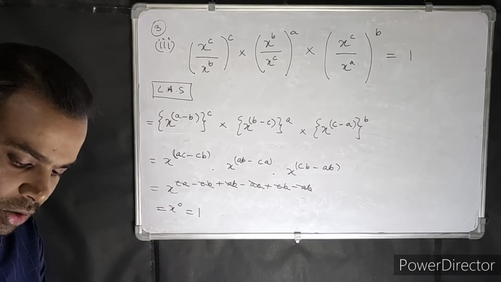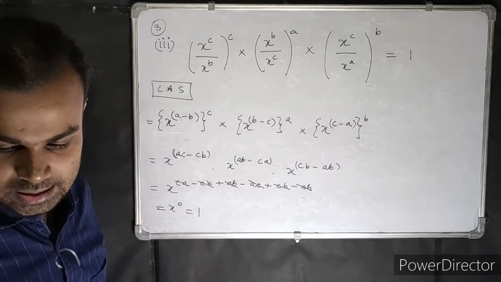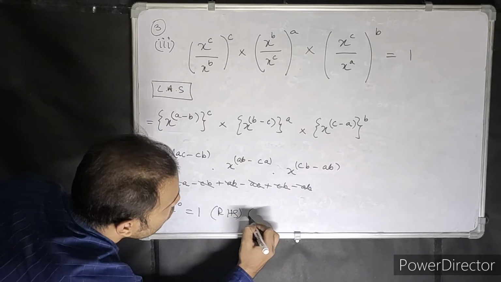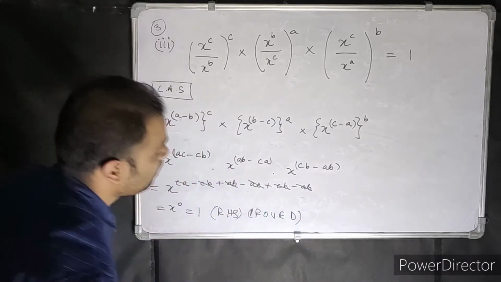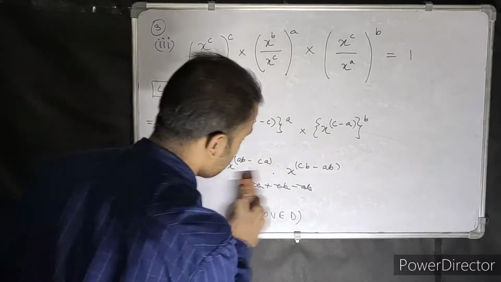Question number 3, part 3. There is no answer to check over here because that's the proof. You won't get any answers. No answers are given in the book. So this is your RHS and you can write proved. Okay, there you go. That's it. Let's go on to question number 4, part 1.